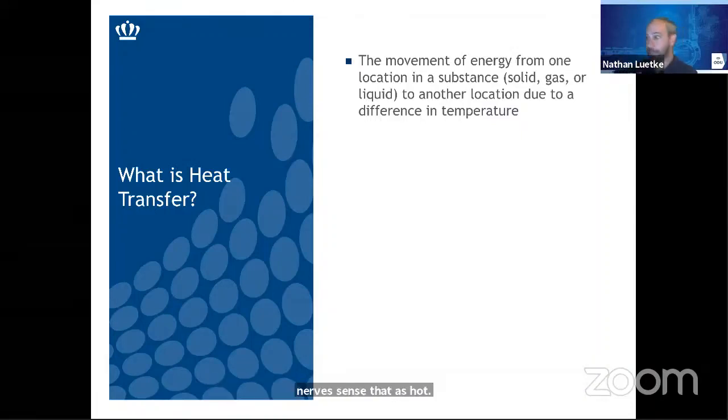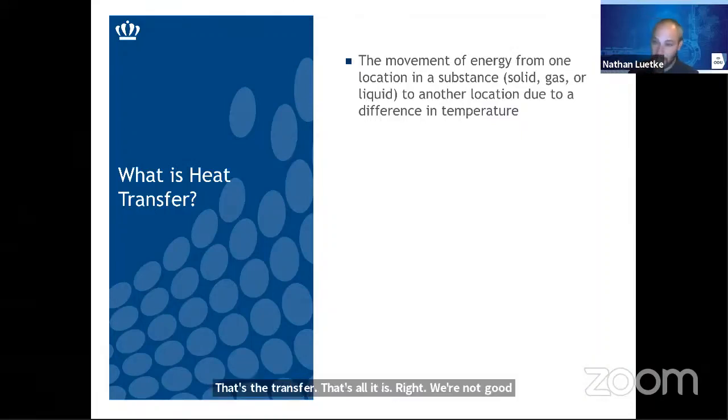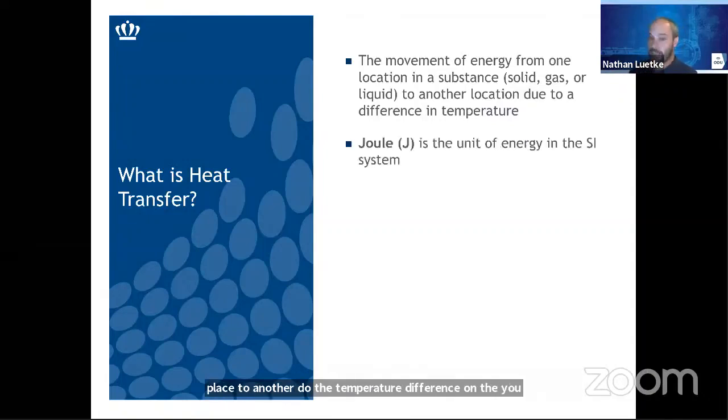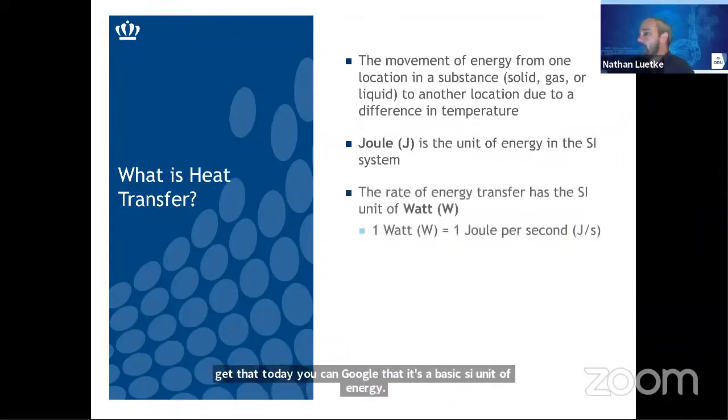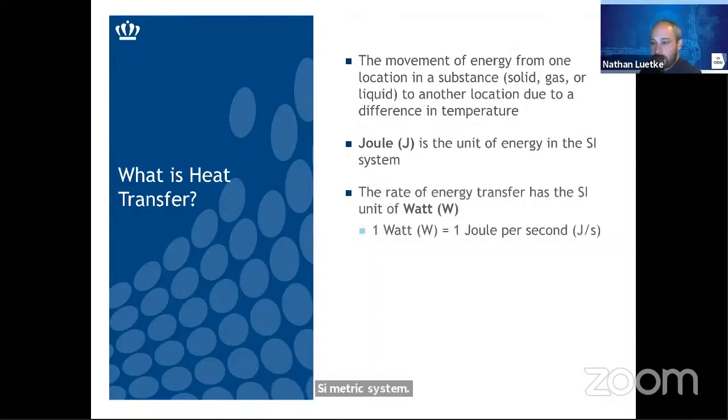We're not going to get into the temperature scales and all those things because we have to measure hot relative to something. That's not for this class, but it's basically motion of energy from one place to another due to temperature difference. The unit for energy in the SI is the joule. That's the basic unit. Again, where that comes from, we don't need to get into that today. You can Google that. It's a basic SI metric system unit of energy. The rate of energy transfer is the watt. How many joules of energy can you move in 1 second?